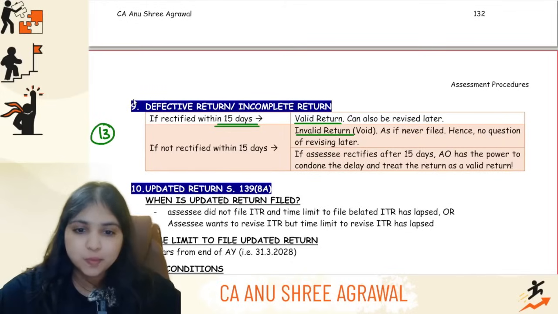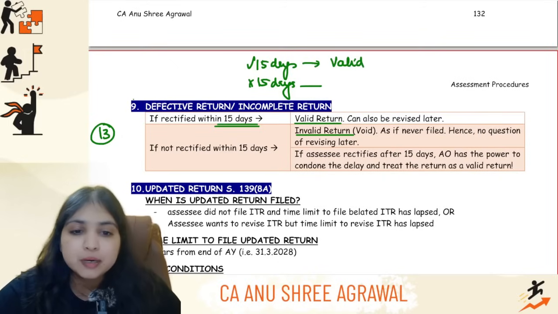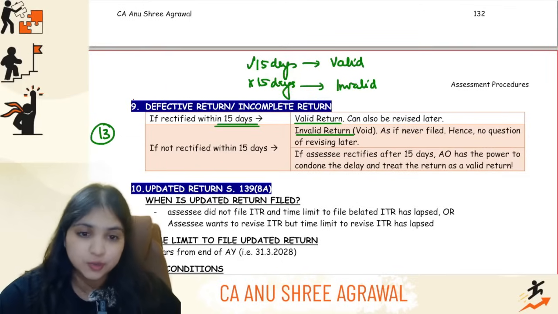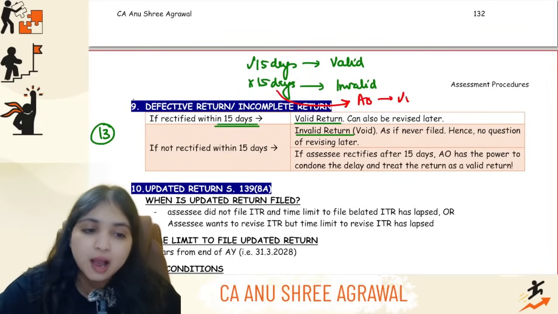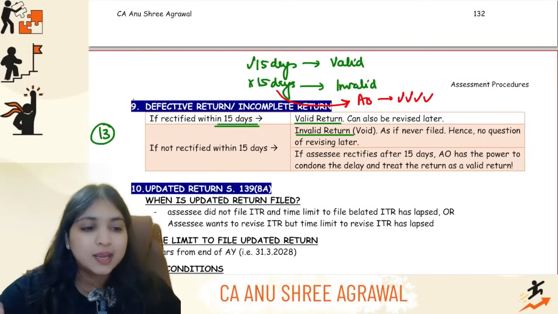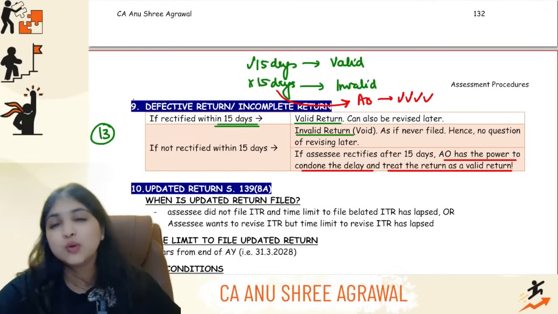Okay, so there are two possibilities, guys. There's a defective return. Either you rectified within 15 days or you did not rectify within 15 days. If you rectified within 15 days, we will treat it as a valid return. But if you don't, then it becomes an invalid return. But however, there's an exception. Even if you don't rectify within 15 days, if you decide to rectify after 15 days, sometimes the AO will let you do the rectification provided you're able to give some justifiable reason. So AO does have the power to condone the delay and treat the return as if it is a valid return, even if you rectify after 15 days, provided you have a justifiable reason.